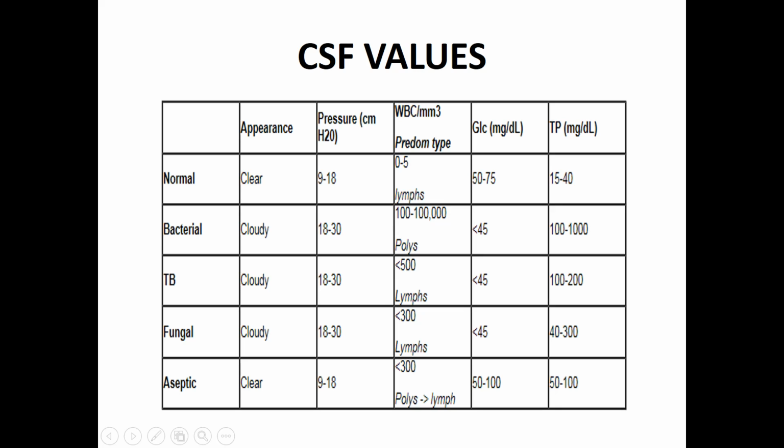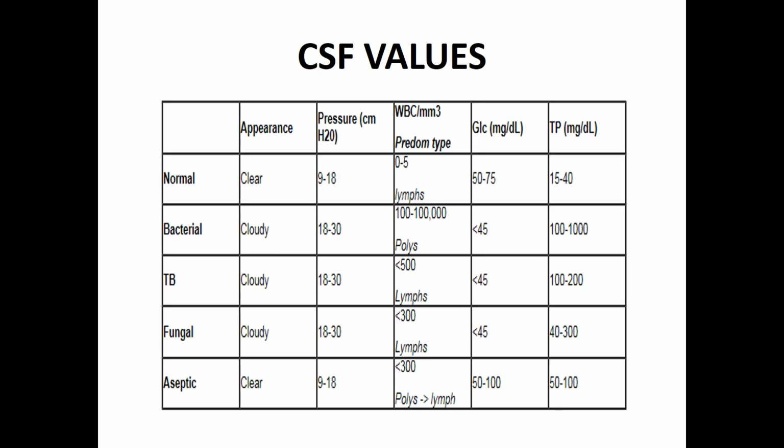Okay, in tuberculosis, again, the appearance will not be clear but cloudy, the pressure is between 18 to 30 centimeters of water, the TLC count is less than 500, and the predominant cells will be lymphocytes, not neutrophils.